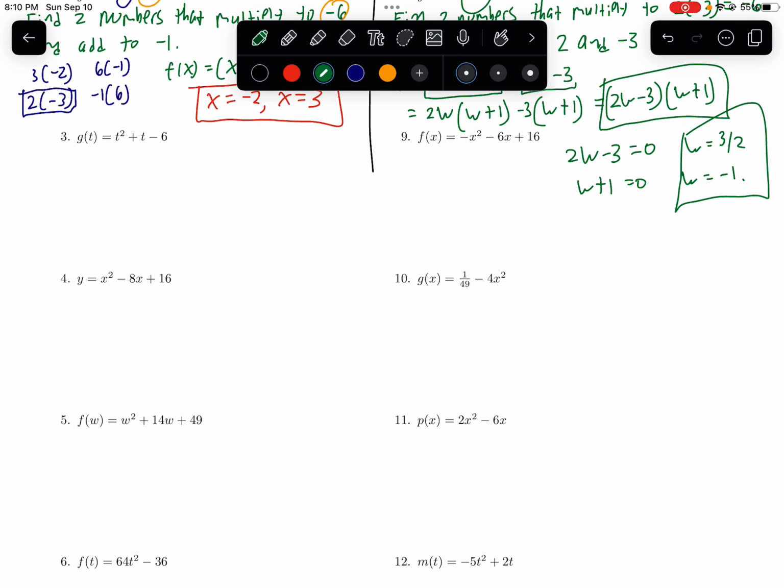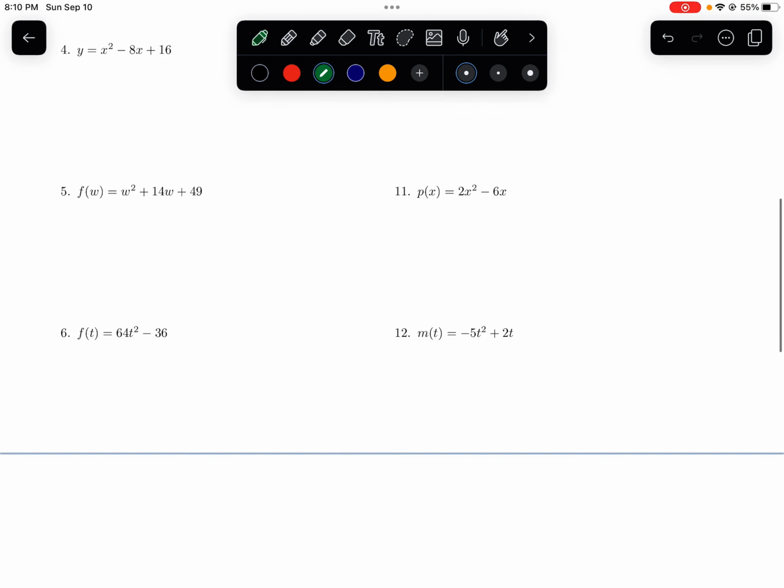The other one that I want to go over is number 6 down at the bottom. So there's a trick that you can use here. Of course, you could factor this in the same way that you just did the other ones, remembering that you have to factor out the 64. But what you can recognize is that this is the same as 8t squared minus 6 squared. Right? So that's the same thing.